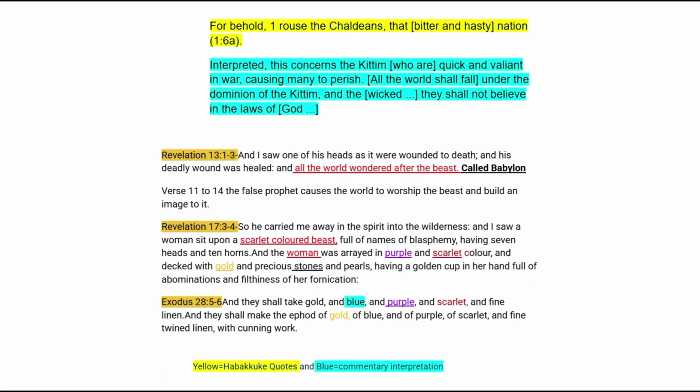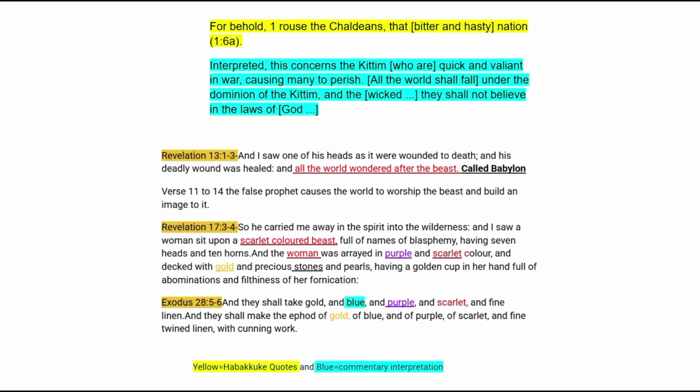But here's where I want to take this a little further. Because in Revelation 17, 3 to 4, it says, "So he carried me away in the spirit into the wilderness, and I saw a woman sitting upon a scarlet beast, full of names of blasphemy, having 7 heads and 10 horns. And the woman was arrayed in purple and scarlet colors, and decked with gold and precious stones and pearls, having a golden cup in her hand full of the abominations and filthiness of her fornication."